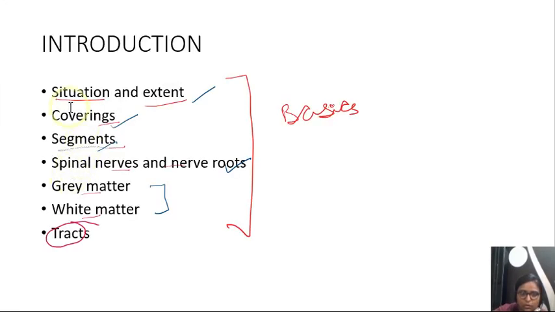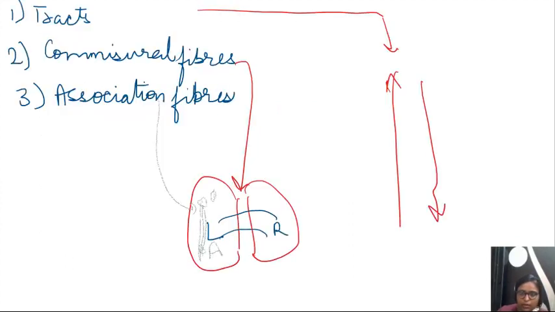So your situation and extent is also clear. Coverings are also clear. Segments are also clear. Spinal nerve roots are also clear. Gray matter and white matter, and then tracts. So we have seen the tract. We have seen that tracts have the common origin and insertion, and they run in the vertical direction. Don't think that I am making you bored by repeating it again and again. It is worth repeating. I am repeating it so that it sets in your mind.